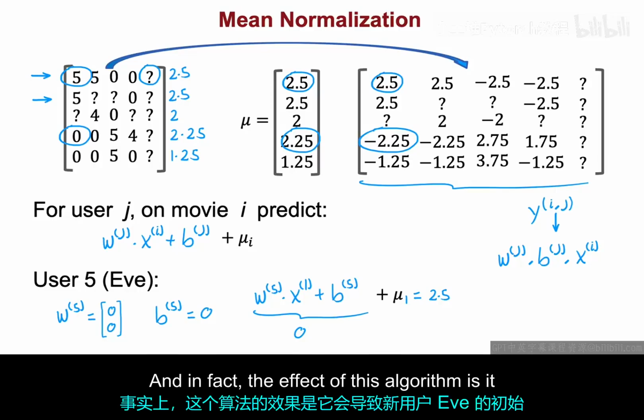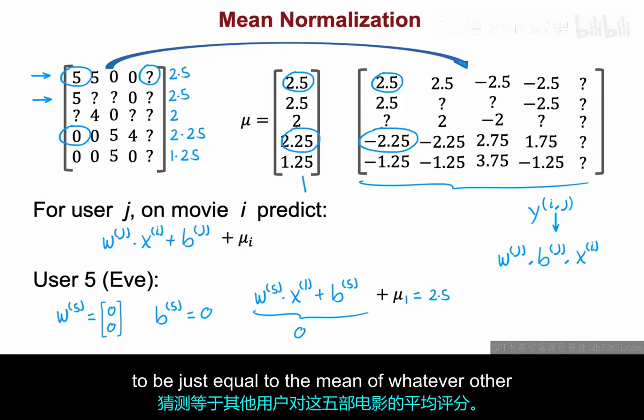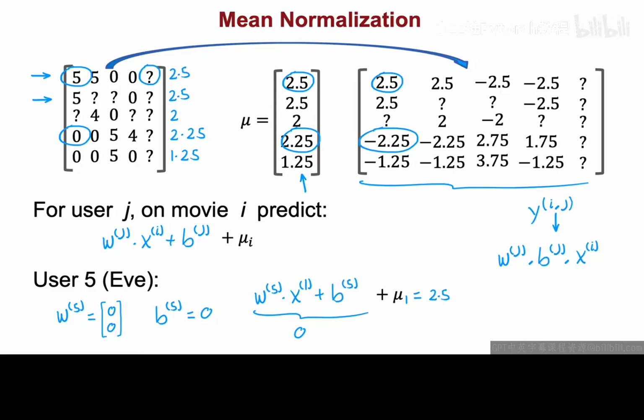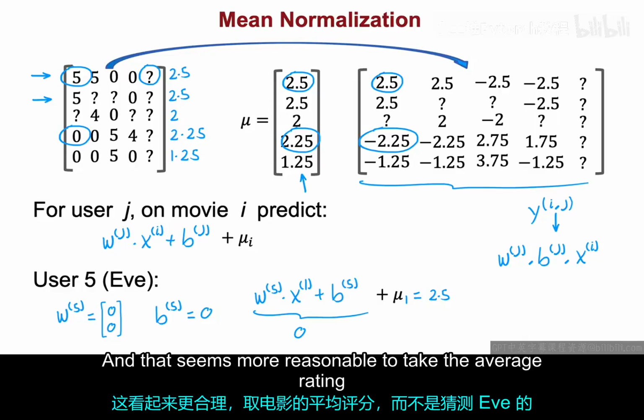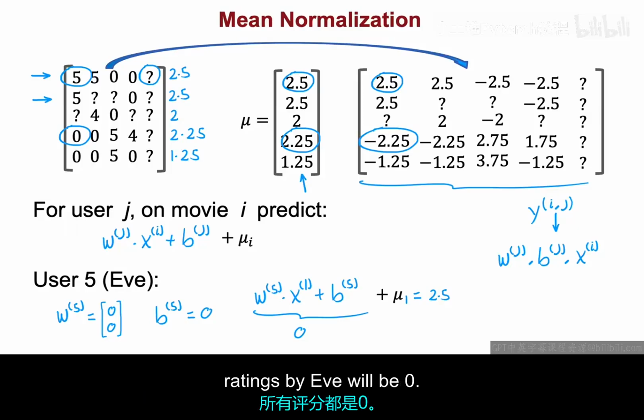And in fact, the effect of this algorithm is it will cause the initial guesses for the new user Eve to be just equal to the mean of whatever other users had rated these 5 movies. And that seems more reasonable, to take the average rating of the movies rather than to guess that all the ratings by Eve will be 0.